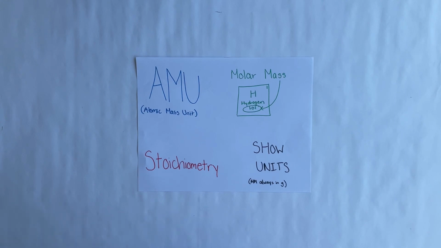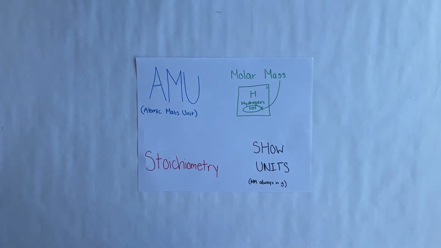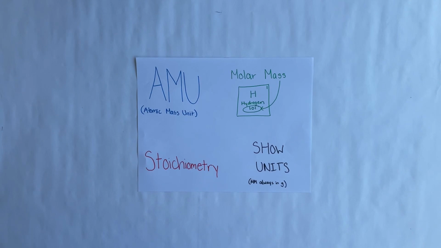Before starting, make sure the reaction is balanced. In our case, all of the reactions will already be balanced. This is a form of stoichiometry, which is a form of math studying the ratio between products and reactants in chemical reactions. The most important part of this is to show your units. This is very important and you will get lost if you don't do this. Molar mass is always in grams, so if you're given a different unit like milligrams, you will have to convert. For example, there's 1,000 milligrams in 1 gram.